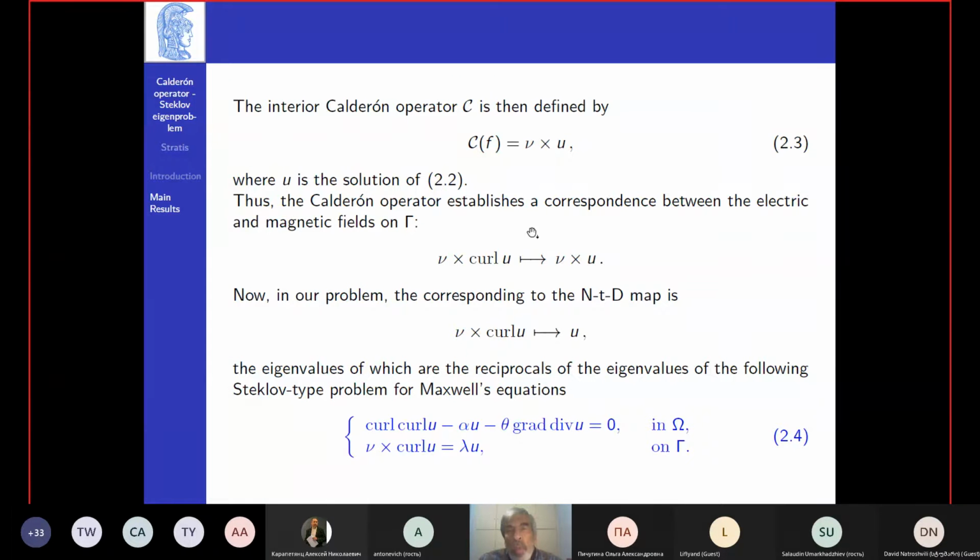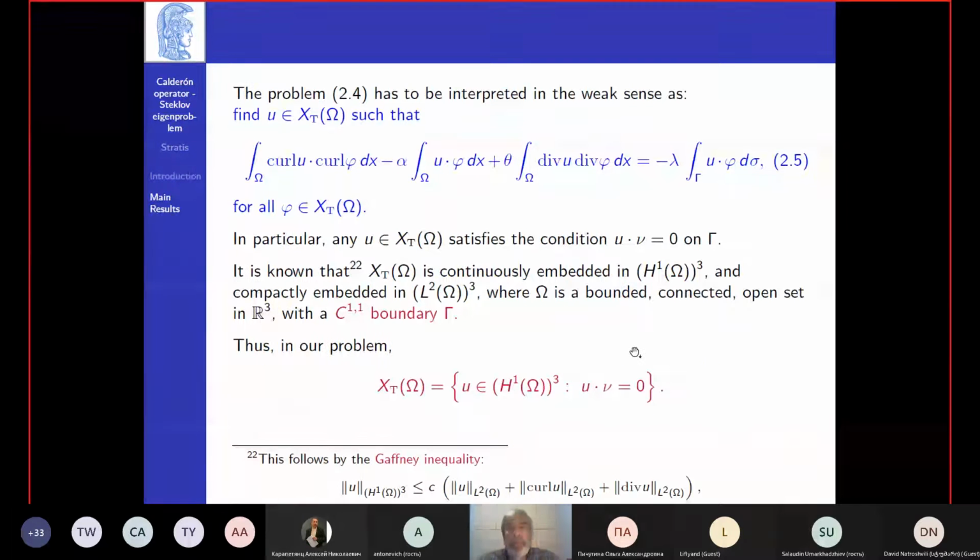So there is a one-to-one correspondence between the electric and magnetic fields like that. In the problem that I mentioned before, the corresponding Neumann to Dirichlet map is cross curl maps to U. And the eigenvalues of this problem are the reciprocals of the eigenvalues of the Steklov type problem for Maxwell's equation of this one. Now, we consider this problem in weak sense.